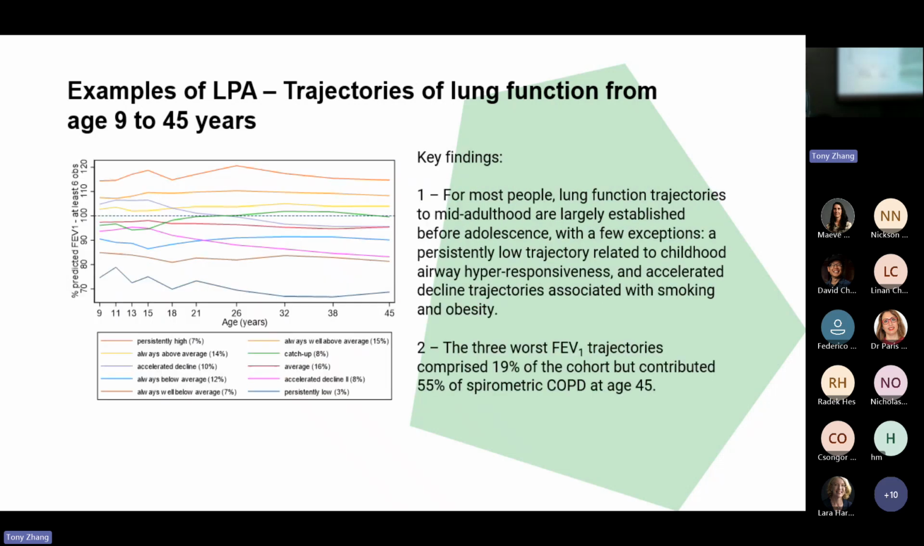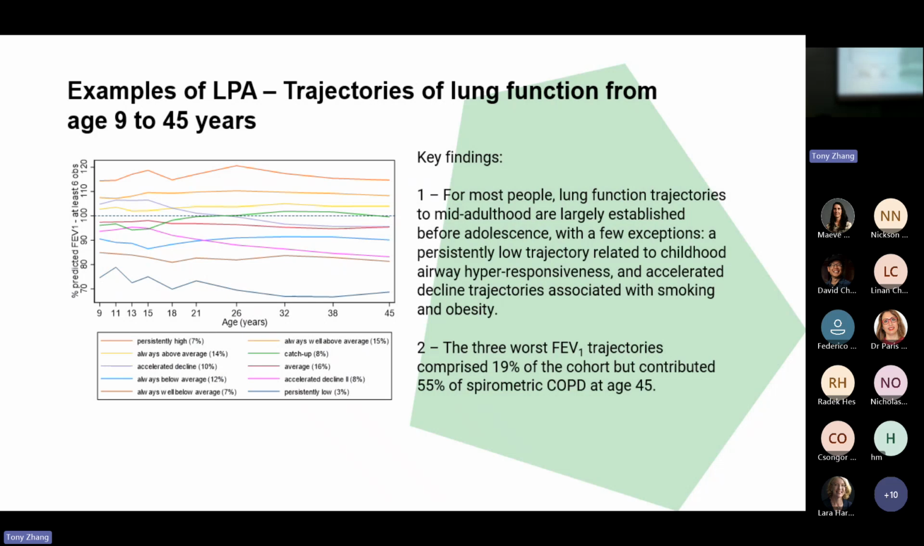Let me show some results. Basically, those lines, 10 trajectories, are the trajectories I found using the latent profile analysis. The x-axis is age from age 9 to age 45, and the y-axis is lung function, the percentage predicted FEV1. Most of the trajectories are approximately parallel. That means lung function tracks from age 9 to age 45 years. In other words, for most of the people, their lung function trajectory up to age 45 is largely established before age 9.